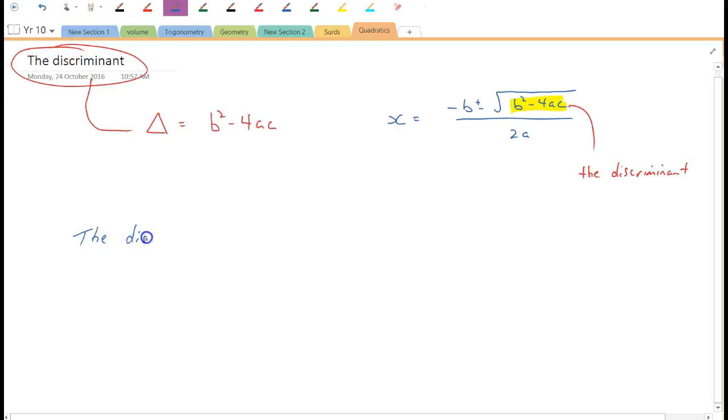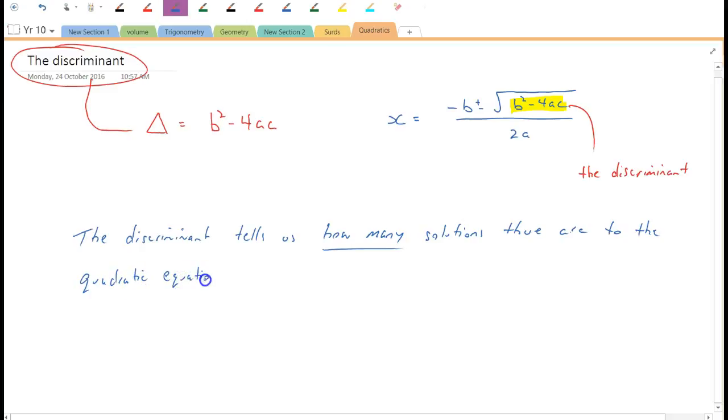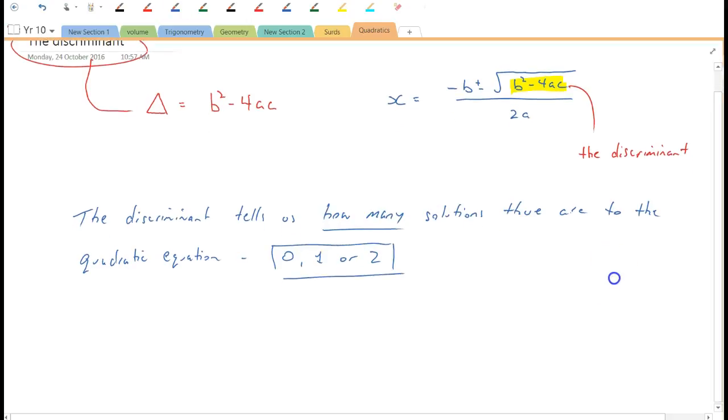The discriminant tells us how many solutions there are to the quadratic equation that we're concerned with. How many solutions there are to the quadratic equation. That is 0, 1, or 2, because you can only have 0, 1, or 2. So there are 3 different states the discriminant can be.